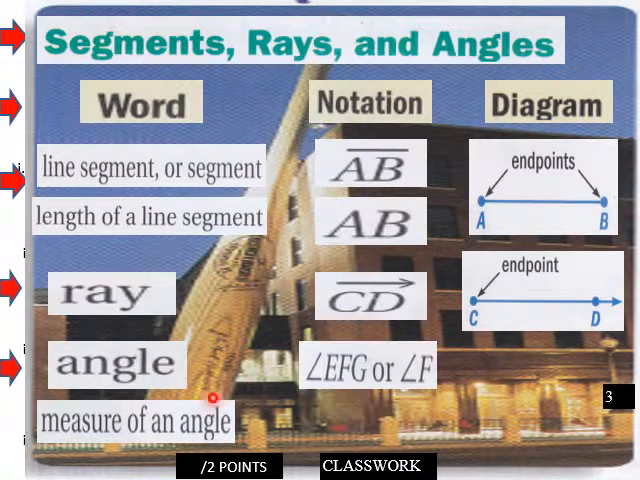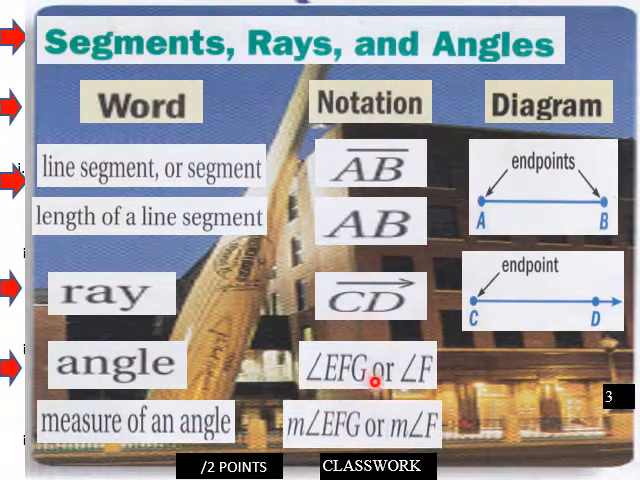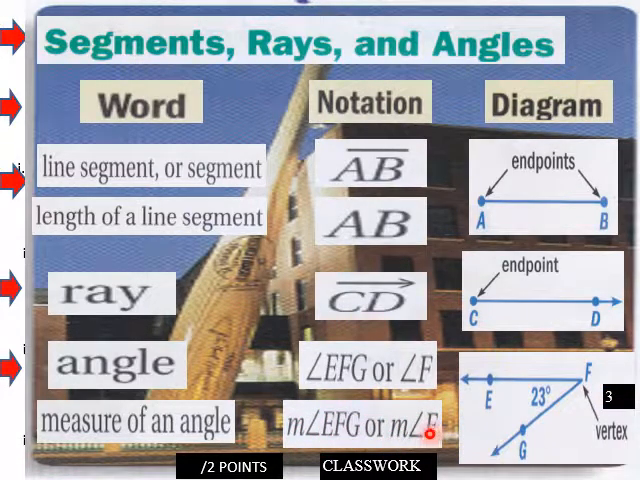And then an angle, and the measure of an angle. So this is an angle, and then the measure of an angle. We have an M here in front of the angle, and then which angle it is, measure of angle F. And then this would be the situation here of angle F. Here's your vertex here, EFG.